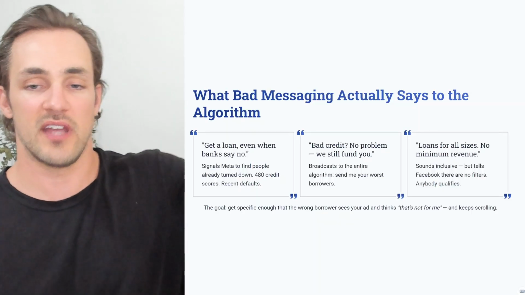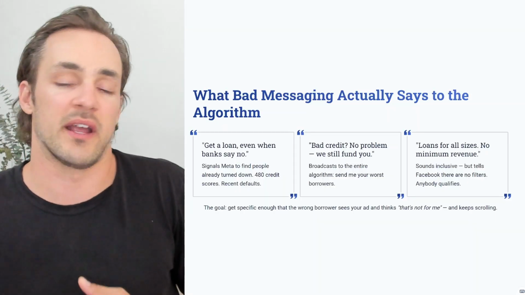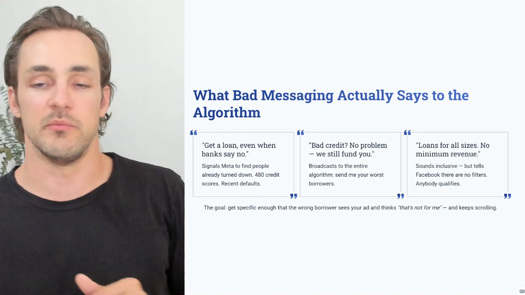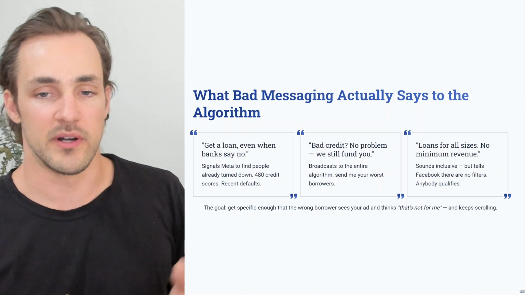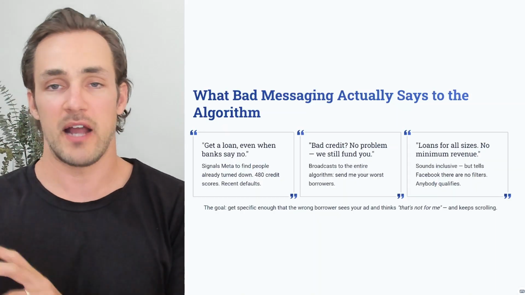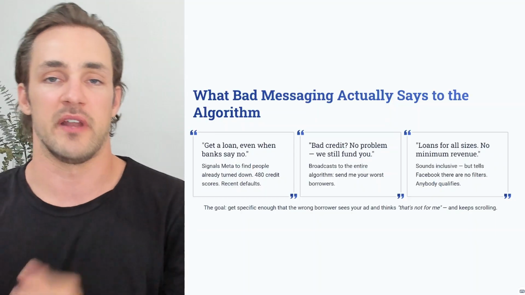For the first example, let's say your ad says something like, "Get a loan even when other banks say no." Now, think about what this phrase is actually communicating. It's not just talking to borrowers, it's talking to Facebook's algorithm. It's basically saying, hey, find me people whose banks have already turned them down. Find me people in financial distress.